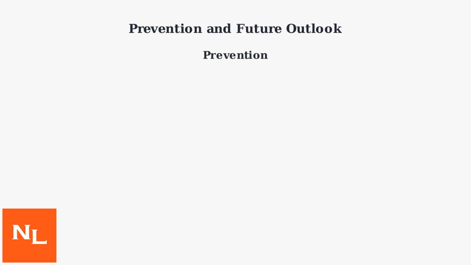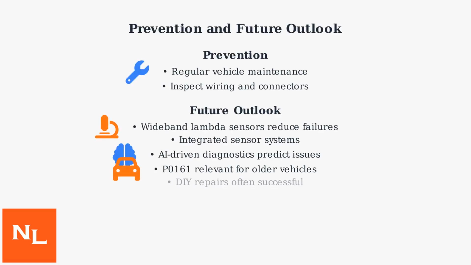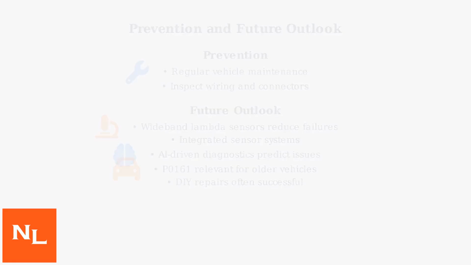Regular vehicle maintenance, including inspections of wiring and connectors, can help prevent P0161 codes. Trends indicate that wideband lambda sensors and integrated sensor systems may reduce heater-related failures in newer vehicles. AI-driven diagnostics are also emerging to predict sensor degradation. However, P0161 remains relevant for older vehicles, with DIY repairs being successful in many cases.